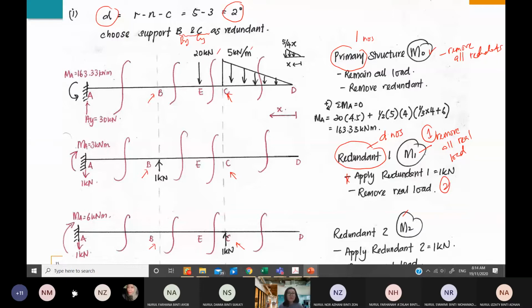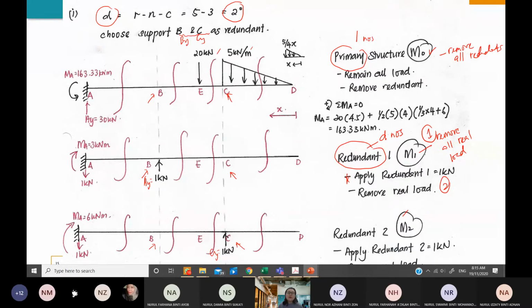So now you have taken out By vertically, so you apply back 1 unit force vertically, 1 kilonewton at By. So now you are putting By equal to 1 kilonewton. But that is not your support, it's a virtual load. And then for M2, you place back Cy equal to 1 kilonewton. So in each of these redundant structures, you apply only one virtual load, 1 unit force, at the redundant location. This is how you draw your primary redundant structures.